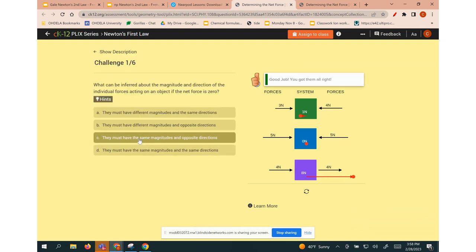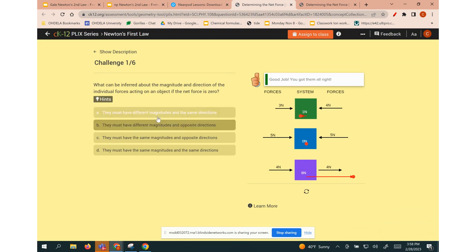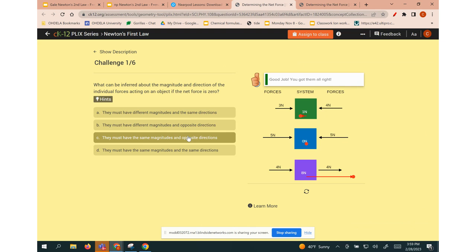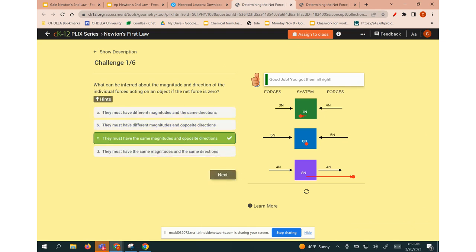Okay, so let's do some challenge me questions. What can be inferred about the magnitude and direction of the individual forces acting on an object if the object is at rest? Net force is 0. So notice the arrows are pointing in opposite directions, and they're the same size. So which one of those says opposite directions? But this one says different magnitudes. They must have the same magnitudes and opposite directions.